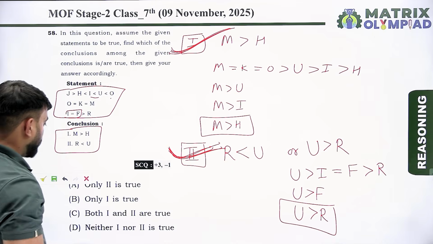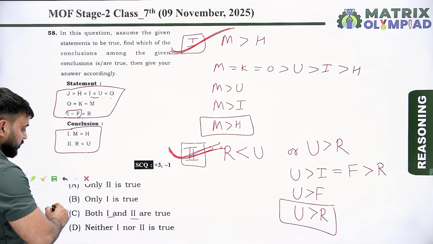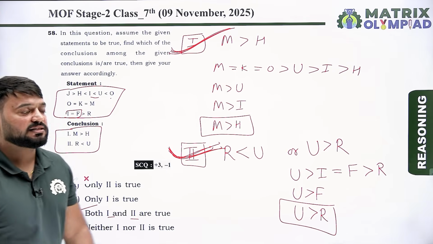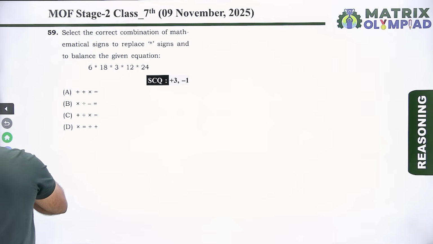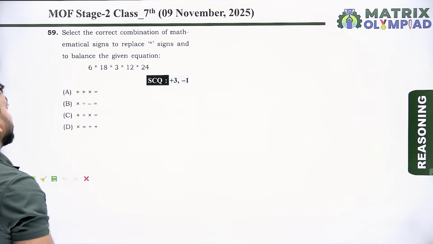So here both the first and second conclusions are true is the correct answer. It means option C is the correct answer of this question. Let's move on to the next question. So now the next question is question number 59. Select the correct combination of mathematical signs to replace the asterisk sign and balance the given equation.